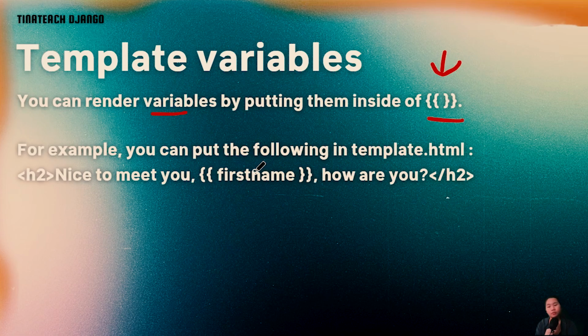For example, you can put the following: nice to meet you, and then curly braces, first name. And this is in reference to the first name property value of your database. And currently, we have available members in the member model, and it contains first name, last name, phone number, and join date, right? And this is in reference to that first name in template.html. So H2, this is HTML, obviously. Nice to meet you, first name, how are you? And then closing H2, okay?